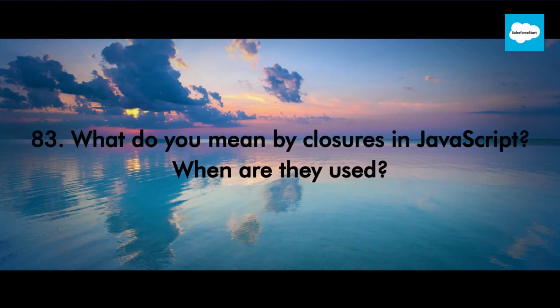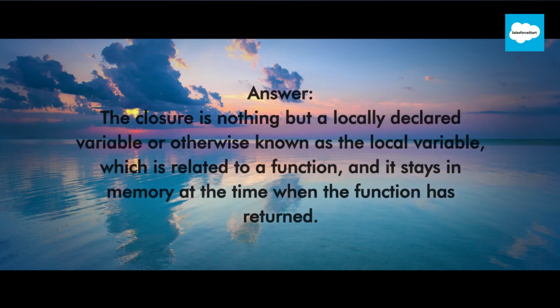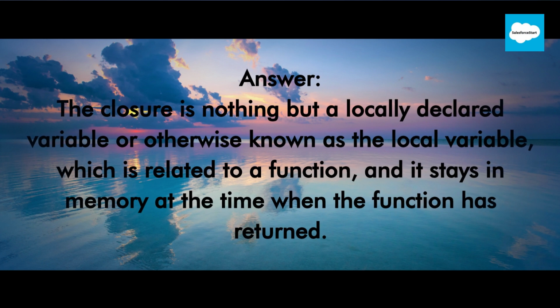83. What do you mean by closures in JavaScript? When are they used? Answer. The closure is nothing but a locally declared variable, otherwise known as a local variable, which is related to a function, and it stays in memory after the function has returned.